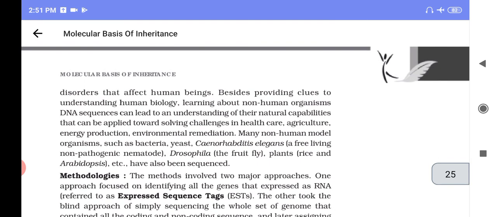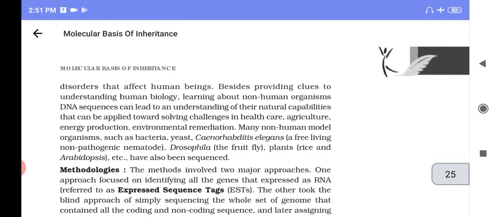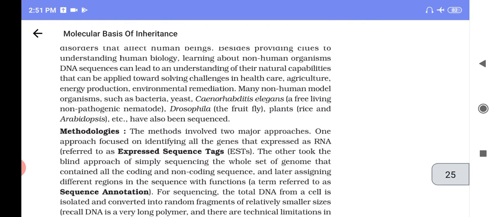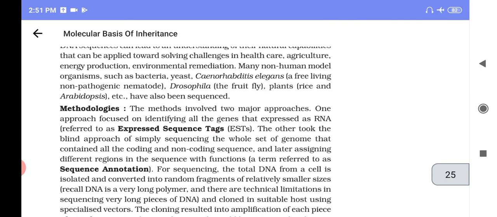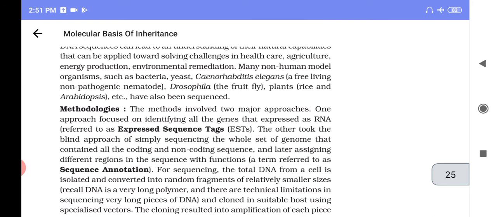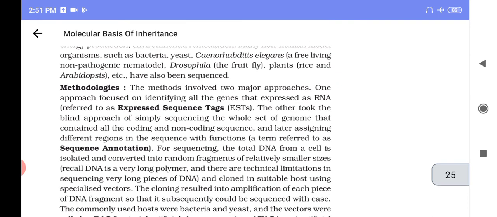Methodologies. The methods involved two major approaches. One approach focused on identifying all the genes that are expressed as RNA, referred to as Expressed Sequence Tags (EST). The other took the blind approach of simply sequencing the whole genome that contained all the coding and non-coding sequences, and later assigning different regions in the sequence with function, a term referred to as sequence annotation.